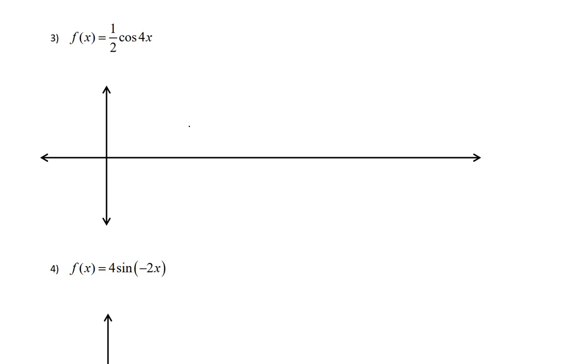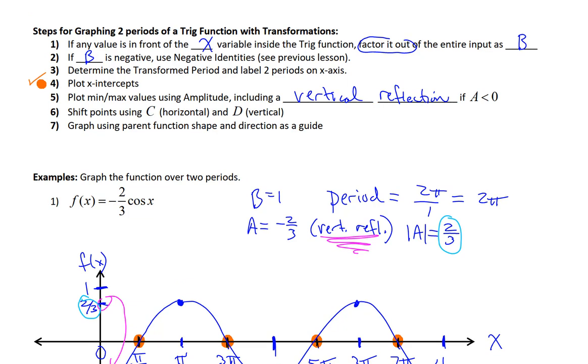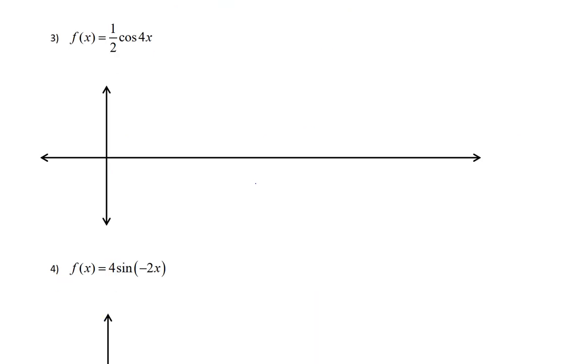Alright, let's do some more to see some more variety here. Our next function is given as f of x equals 1/2 cosine of 4x. Okay, so again, refer back to our steps that we'll follow each time. If any value is in front of the x variable inside the trig function, factor it out of the entire input as b. Well, guess what? We finally have something there to do.